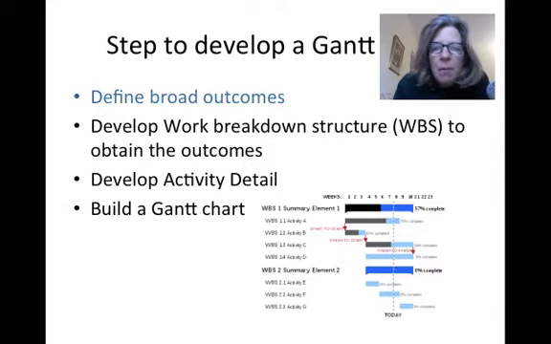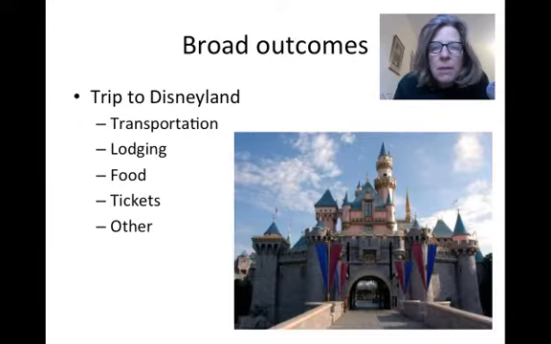So looking at broad outcomes, we've talked about this when we talked about what are the things you want to accomplish in your projects. I'm going to use an example of a trip to Disneyland. If you remember that charter that had roommates going to Disneyland, when I think about the trip, I think about what are the broad areas that we need to be thinking about. And what I developed was transportation, lodging, food, tickets, and other. So those are broad things.